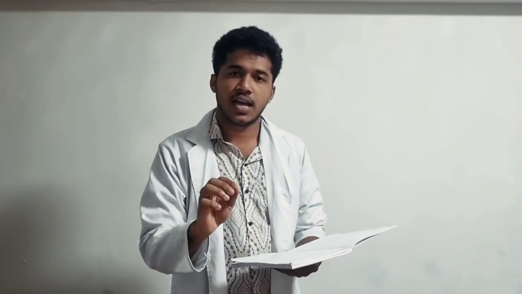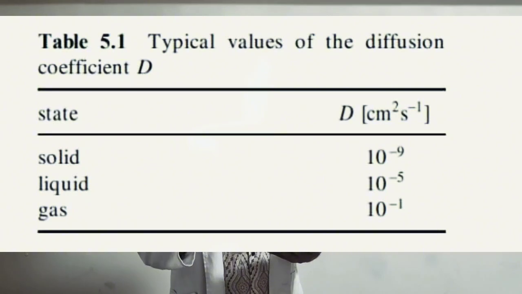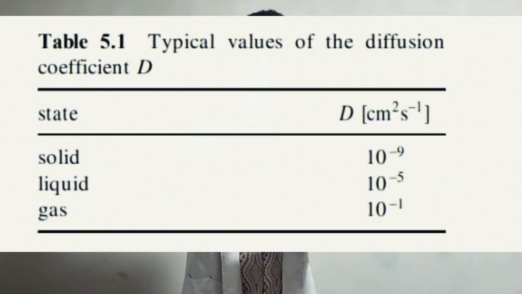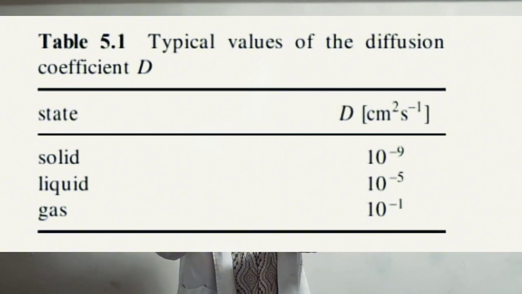For a solid, the diffusion coefficient is 10 to the power minus 19 centimeters square per second. For a liquid, it is 10 to the power minus 5 centimeters square per second. And for gases, it is 10 to the power minus 1 centimeter square per second. So diffusion is a movement.